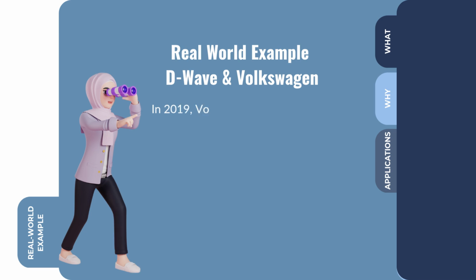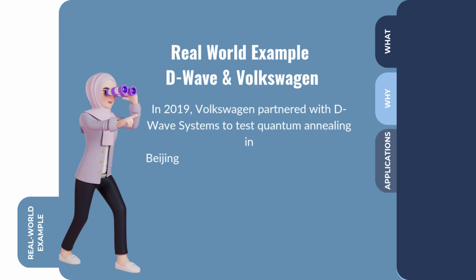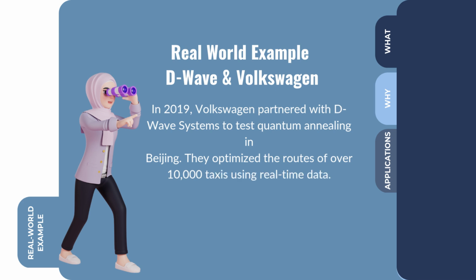Now, let's look at one real-world example of quantum annealing in logistics, which comes from Volkswagen. They partnered with D-Wave to improve traffic flow in a large city. Using a quantum annealer, they analyzed data from over 10,000 taxis in Beijing. The system optimized routes in real time, reducing congestion and helping drivers reach their destinations faster. This project showed that quantum annealing can handle complex logistics problems on a very large scale.